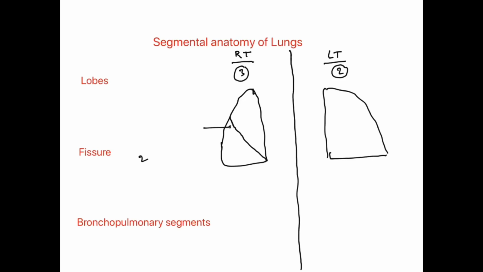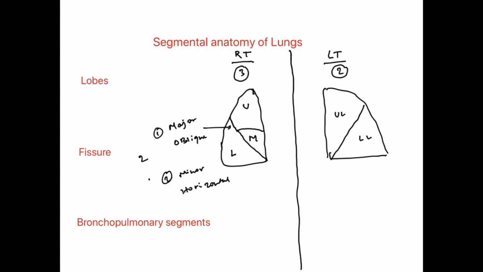First is the major oblique fissure, which divides the lung into lower and upper lobes. And the second fissure is the minor horizontal fissure, which divides the right lung into upper and middle lobes. The left lung is divided into 2 lobes, upper lobe and lower lobe, with the help of a single oblique fissure.